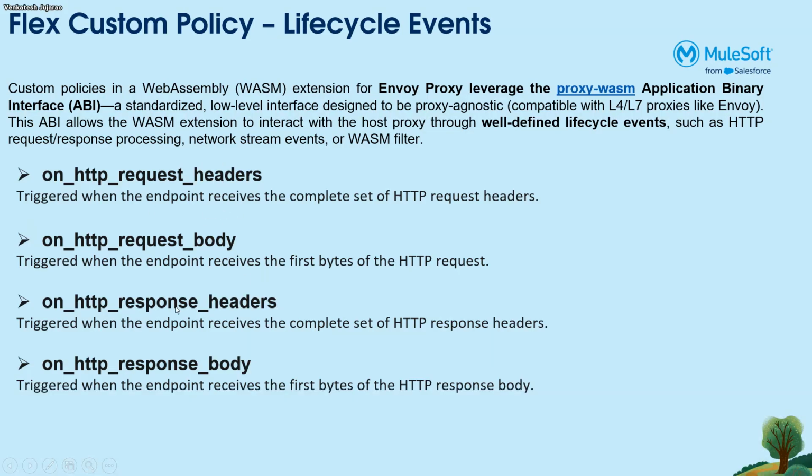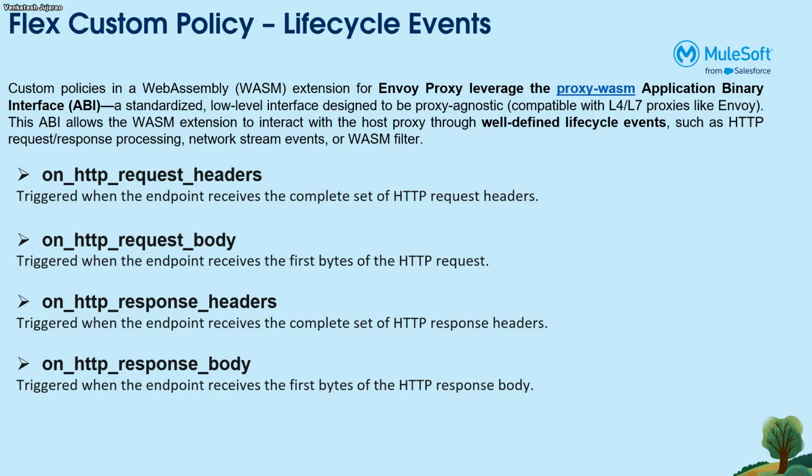There are many, but for our scenario, we'll be using four: on HTTP request header, request body, response header, and response body. As soon as a request comes to the Flex gateway and our policy, and all the request headers are received, this particular method will be triggered. So consider this as a method which we will be defining in our code.